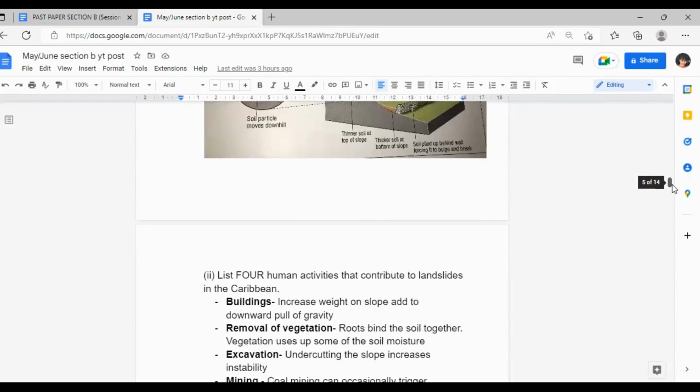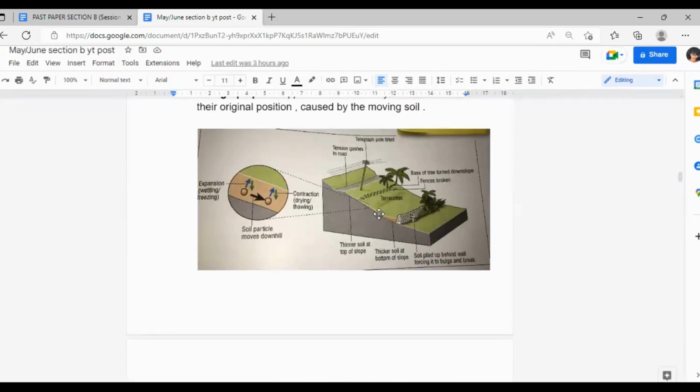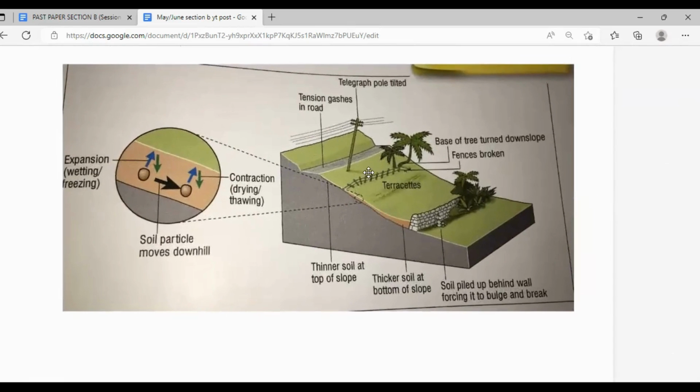Here's also a diagram that you could use for reference, showing the different indicators of soil creep. So we have a telegraph pole that we mentioned earlier. We have tension gashes in the road as well. And we have terracettes that are shown going down the hillside. There are also other indicators. We see the base of the tree turn down slope is another indicator as well. And over on this side of the diagram, it's explaining how soil creep works.